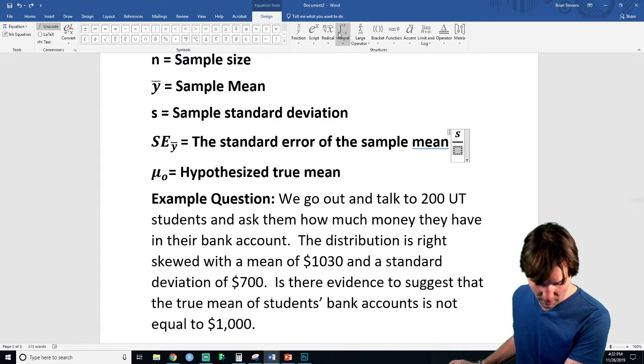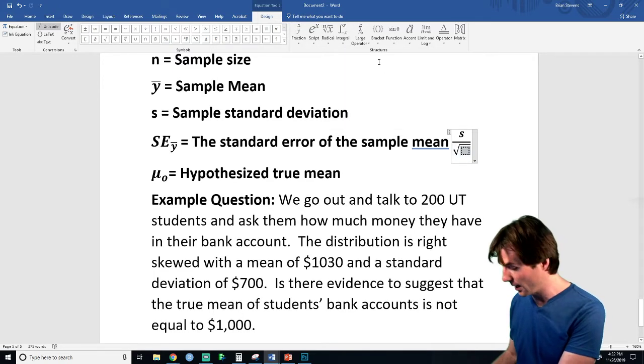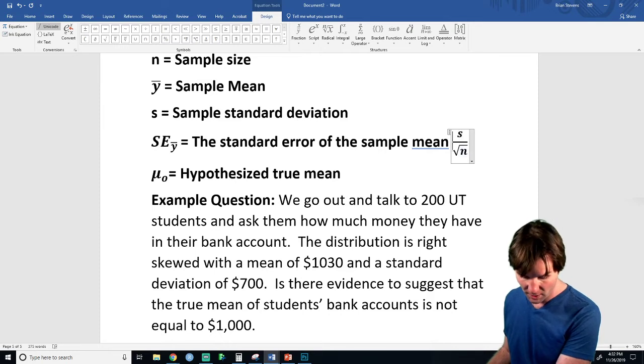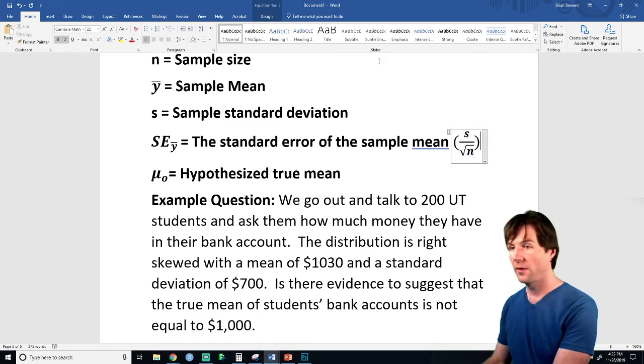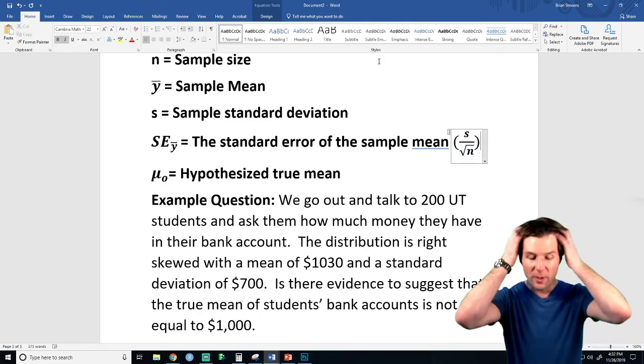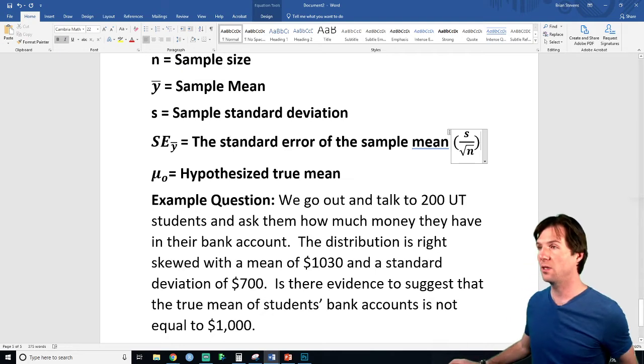So remember, we're doing S over square root of n right now, and you'll see this in the equation in just a moment here. But this is the standard error of the sample mean, and that's all that good stuff right here. There, we got it. We have all of our notation. We're pretty good to go.